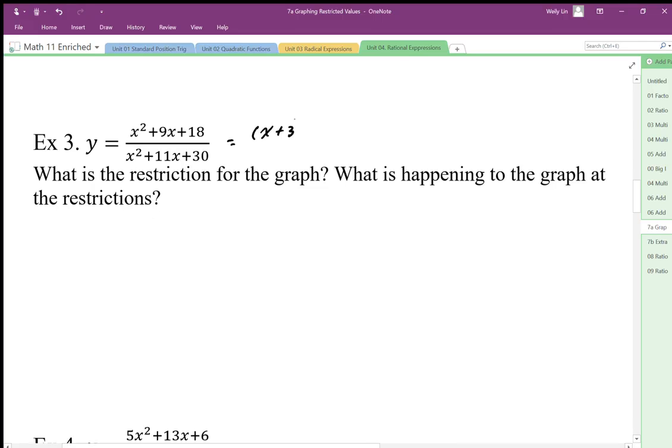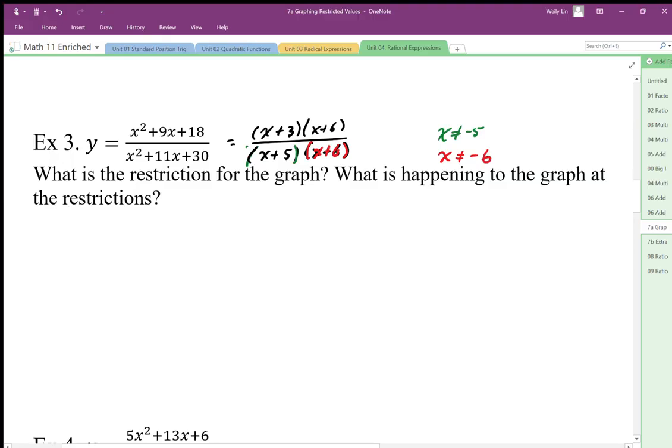We're going to factor x squared plus 3x plus 6. And here we're going to have x plus 5, x plus 6. Okay, so we have restricted values at x not equal to -5. I'm just going to color code this. So I'm going to let that be x not equal to -5, and the other one, I'm going to color code as x not equal to -6.